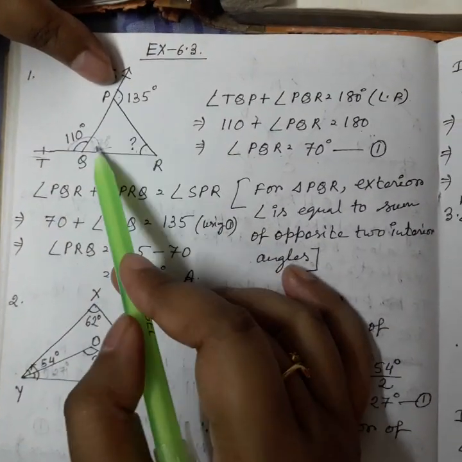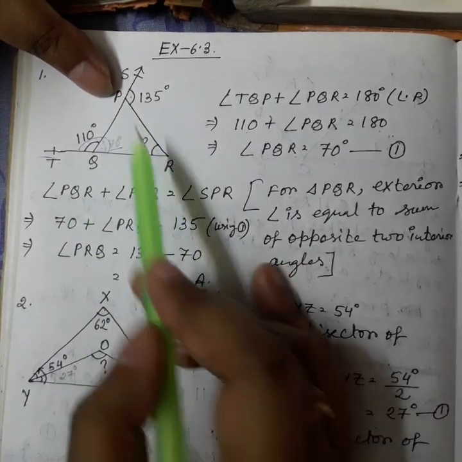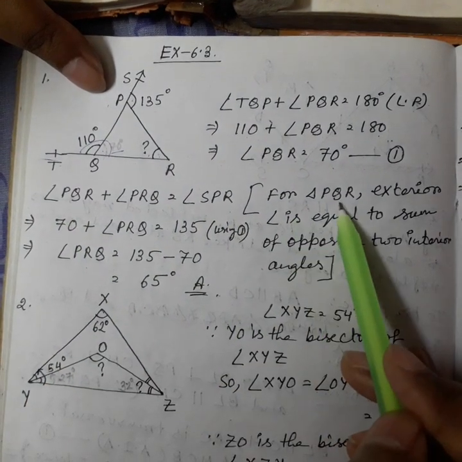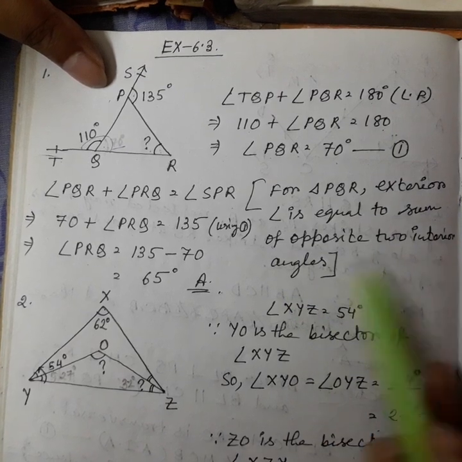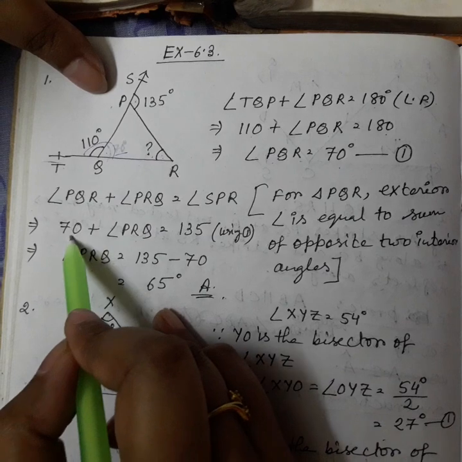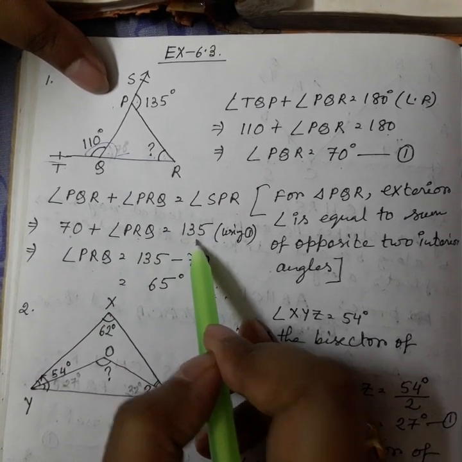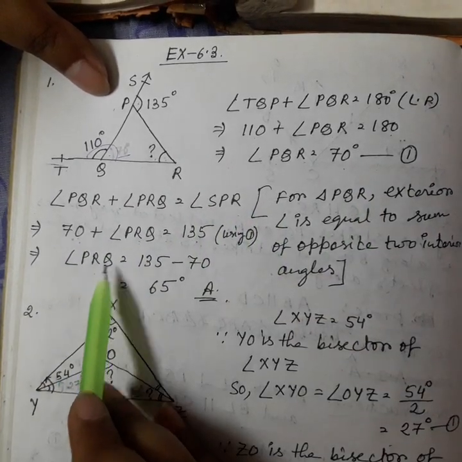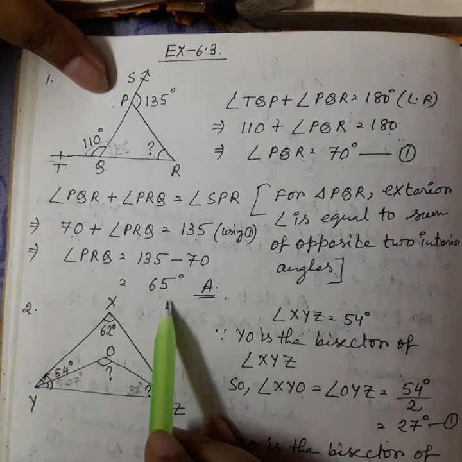Now, the exterior angle is equal to the sum of the opposite interior angles. So we can write PQR plus PRQ equals SPR. For triangle PQR, the exterior angle is equal to the sum of the opposite interior angles. The value of PQR we have got is 70 degrees, so we put 70. Angle PRQ we have to find, equal to 135, using 1. So PRQ equals 135 minus 70, which comes to 65 degrees. That will be the answer.